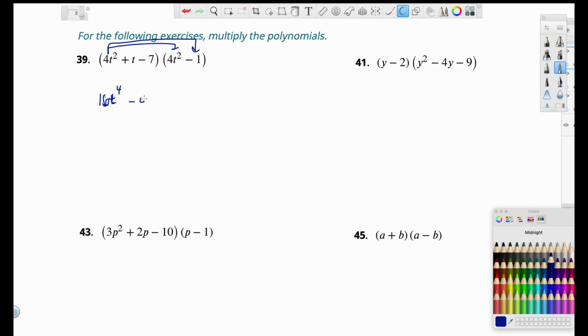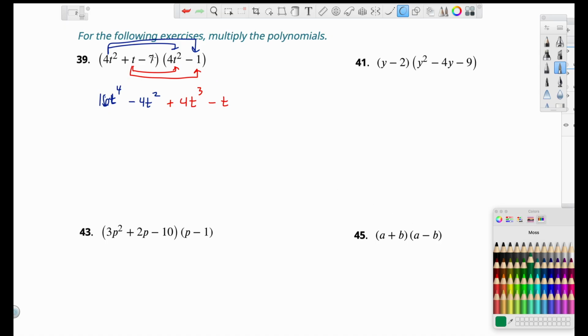It's negative 4t squared. Maybe I'll get a different color here. How about we'll go red. Next we go t times 4t squared. That would be plus 4t cubed. Then we would do t times negative 1, which is negative t.